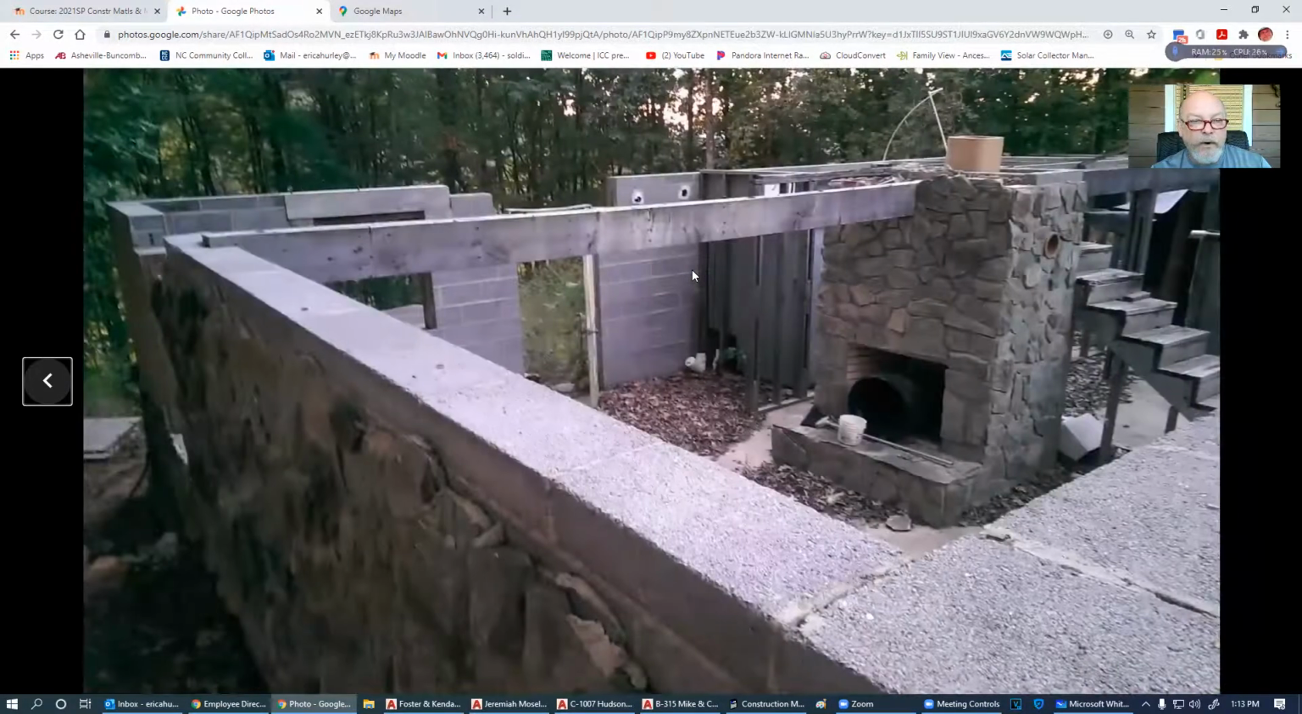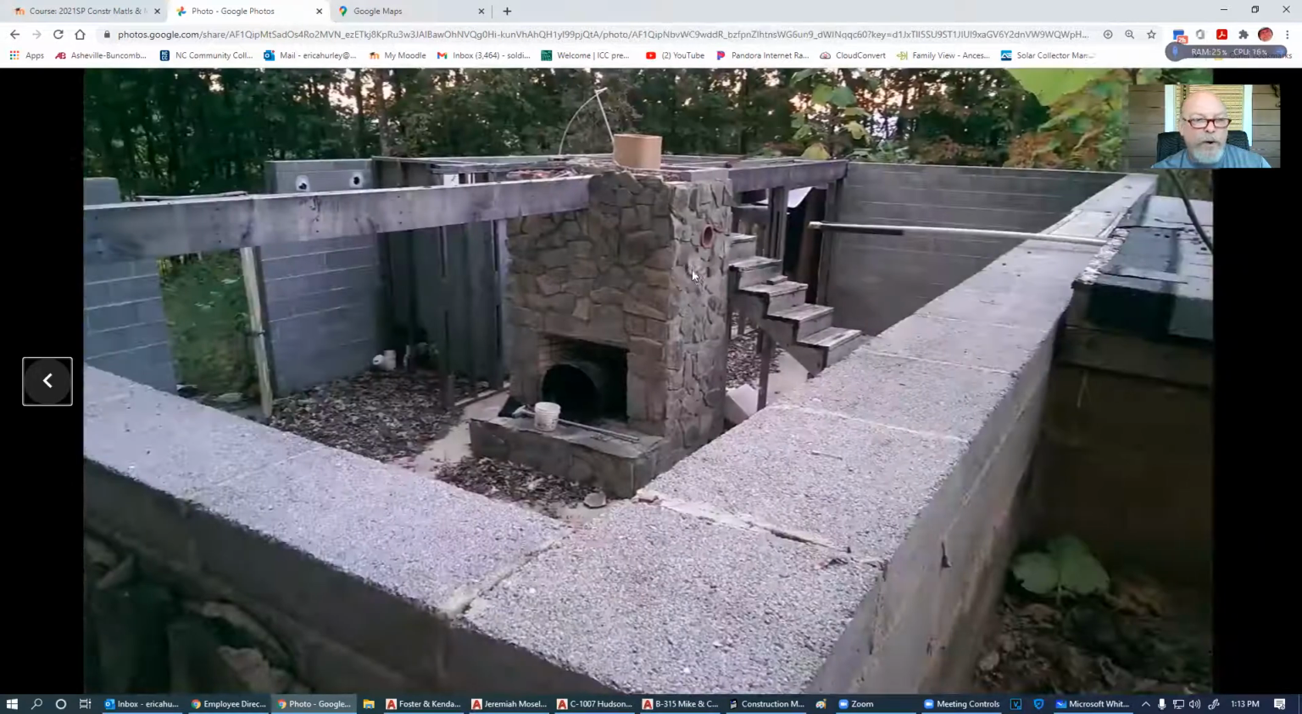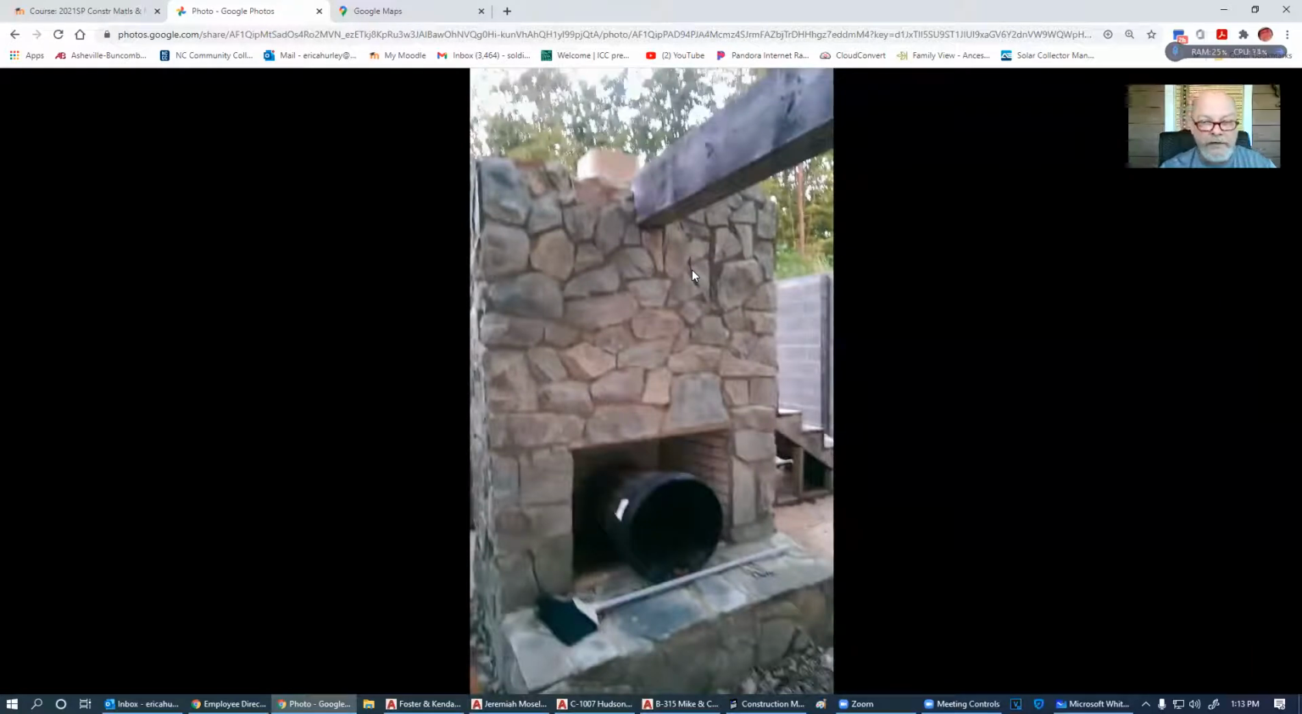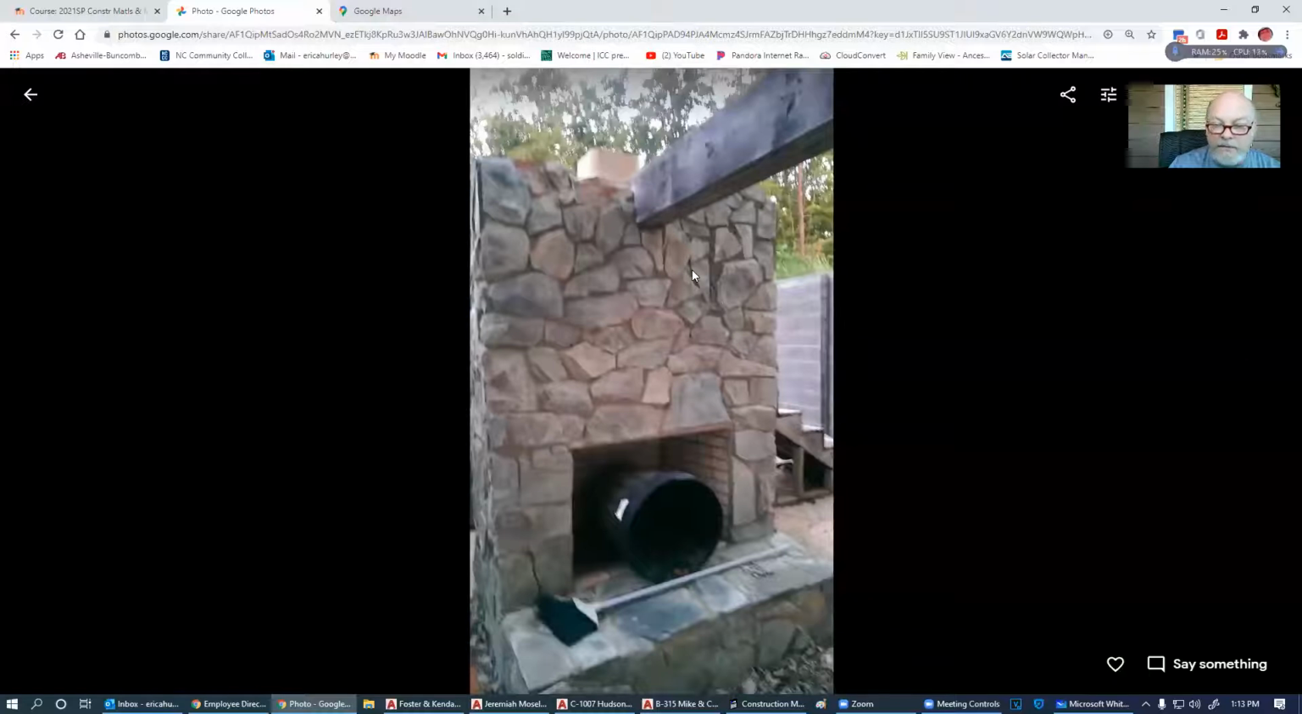So let's look at what was going on. What was so wrong about this house? Let me just back up here and start back over here. Here's that one picture where the beam went into the fireplace. Big no-no. All right, can't do that.